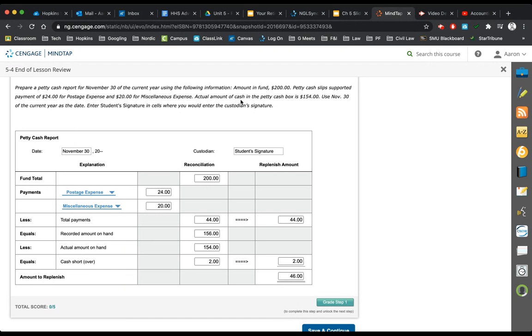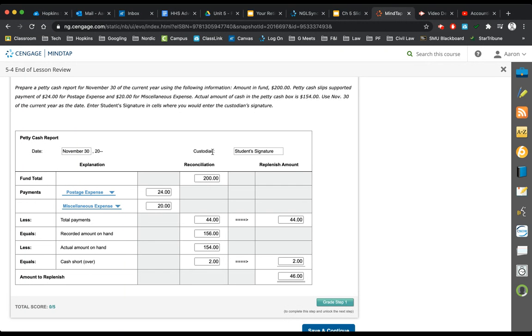However, it looks like the actual amount in the petty cash box is $154. So when we counted it at the end of the month on November 30th, we found that there was only $154. We should have had $156. So we were short $2. You record that short right here. So $156 minus $154 is $2. We were short by 2. So 44 plus 2 gives us 46. So that's how much we need to replenish to bring us back to $200 to start off December 1.